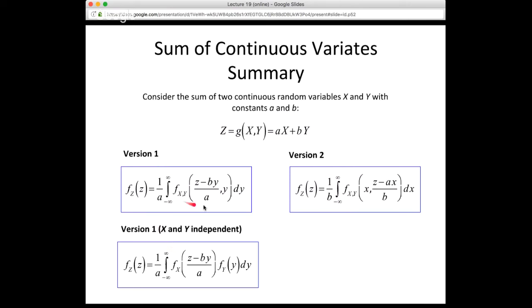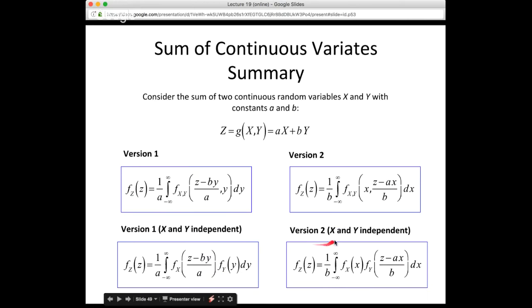The other key thing to recognize is that this is a joint PDF. And so it's tracking how the probability density depends jointly on x and y. If x and y are independent, then you can break this joint PDF into the product of the PDF for x and the PDF for y, and that's sometimes convenient. And likewise, we would have the corresponding situation for the version 2 that I went through, where again we've just broken this joint PDF into the product of PDF for x and PDF for y.